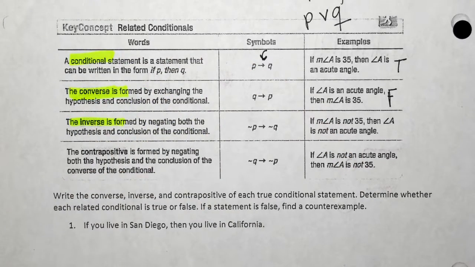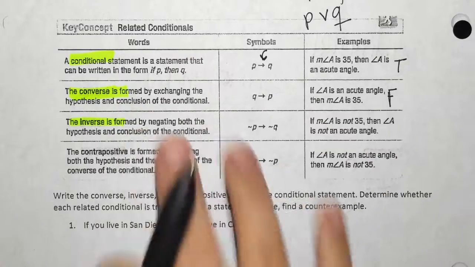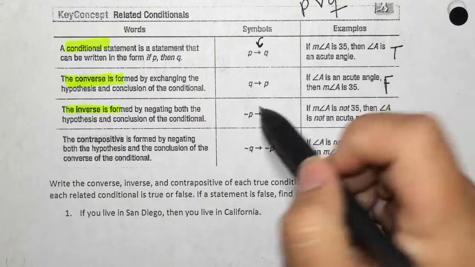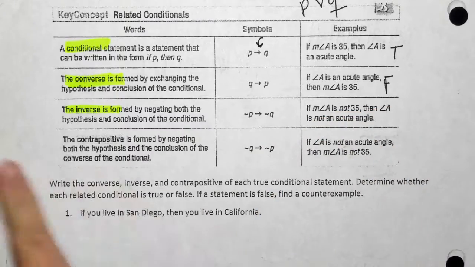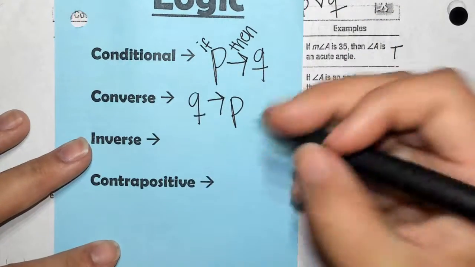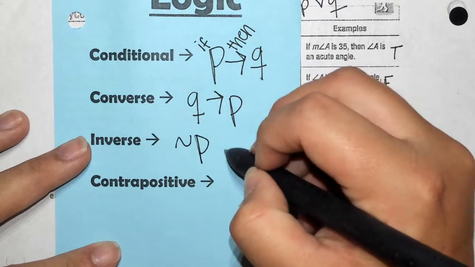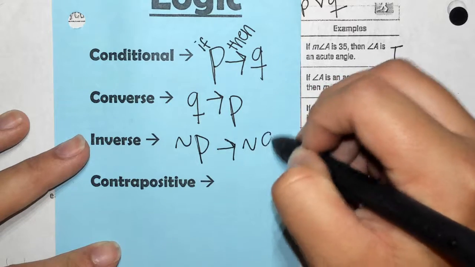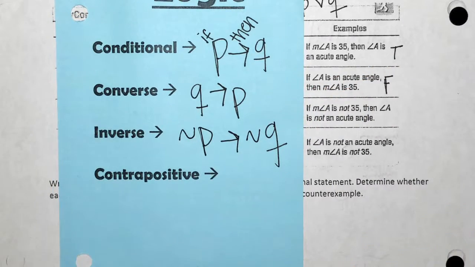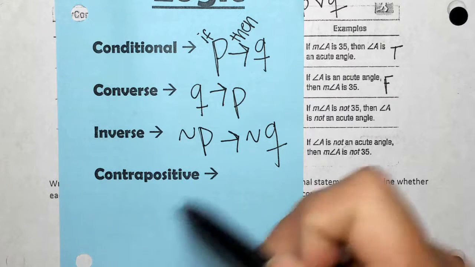It's just another way of writing it. But the inverse, you see, means we have to negate it. So we go back to our conditional, but we just negate both of them. If not P, then not Q. So we negate both of them? Uh-huh. That's called the inverse.